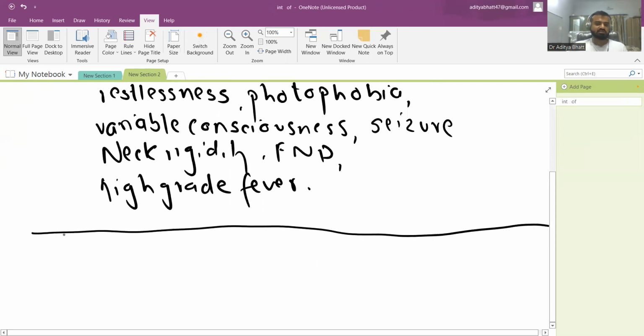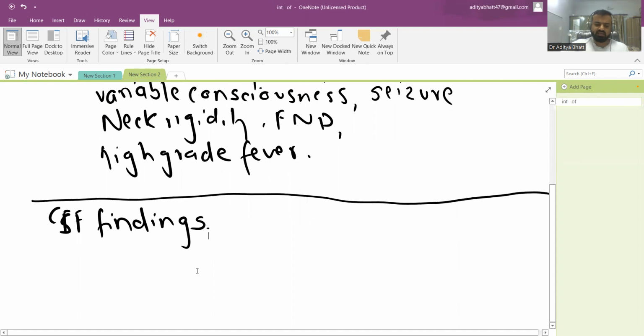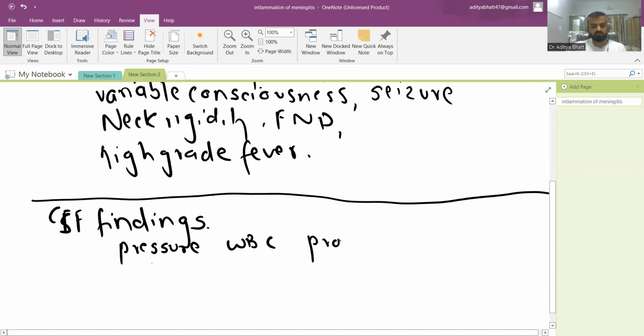So what are the CSF findings? What are the CSF findings in various kinds of meningitis? You might have seen this table time and again, and I'll also repeat it in front of you. Pressure, WBC, protein, and glucose.